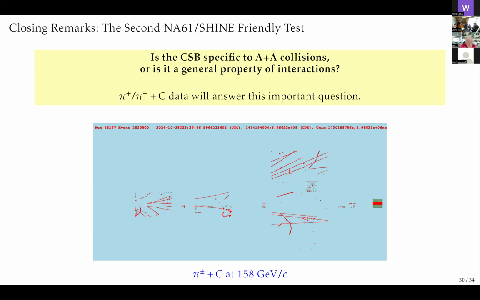Yes, and now the question is whether this charge symmetry breaking is specific to nuclei collisions, or is it a general property of the interactions? So we will hopefully have an answer soon from the carbon-carbon collisions. Those will be at 158 GeV per nucleon.